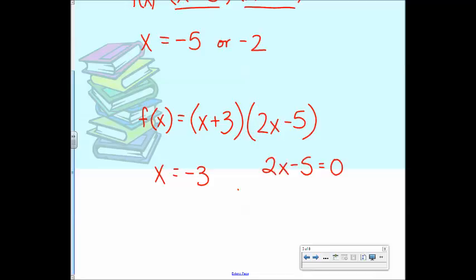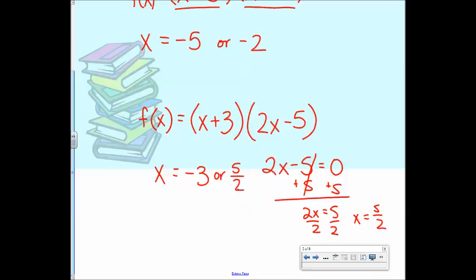Add 5. And that leaves you with what? And then how do you finish that? So then you end up with x equals, and I just leave this alone, 5 over 2. So those are your two options.